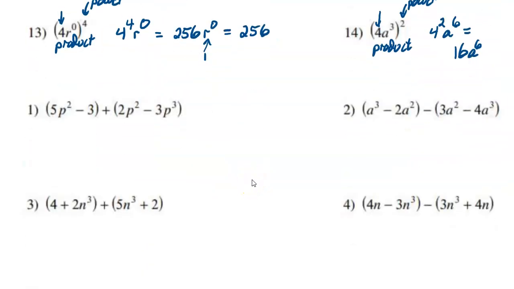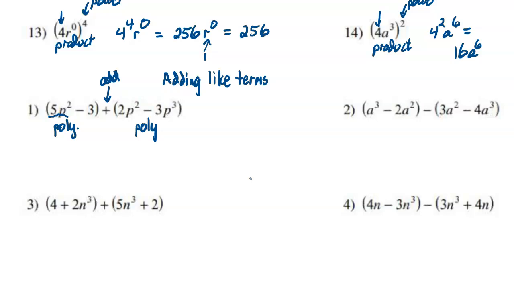Number 1, what's the structure? What do we have going on? There is a polynomial, and it's being added to a polynomial. This is not a multiplication structure. This is adding polynomials. So you got to think about that structure and how you simplify. You add polynomials by adding like terms.